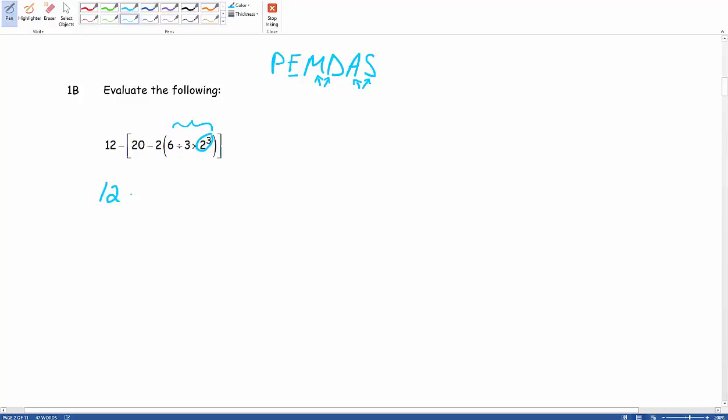So pretty much just rewriting everything else, we have 12 minus 20 minus 2 times 6 divided by 3. And again, that 2 cubed comes out to be 8. So we're going to be multiplying this by 8.